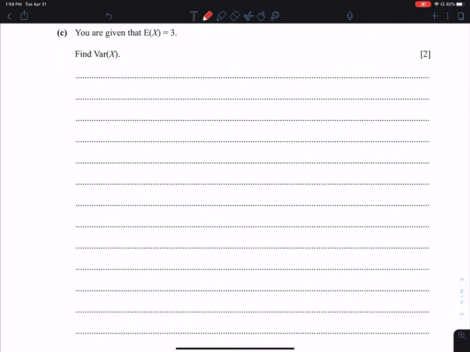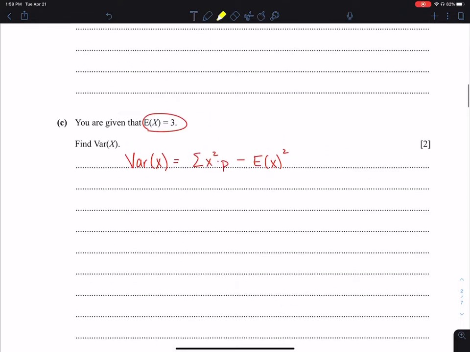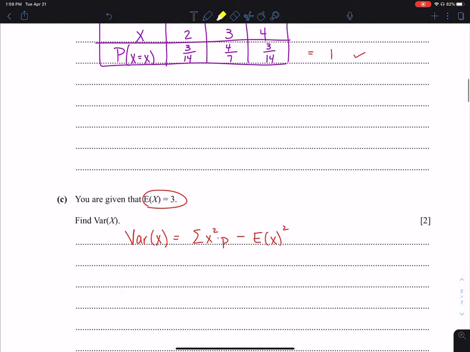And then the last part here is to calculate the variance of x. So by definition, the variance of x is the sum of all the x values squared times their corresponding probabilities minus the expected value squared. Now they give us the expected value, which is really important. But to calculate all these other pieces, I need to look at the table. So I'm going to scroll back up just a little bit so I can see that table, and then I can plug in all these values.